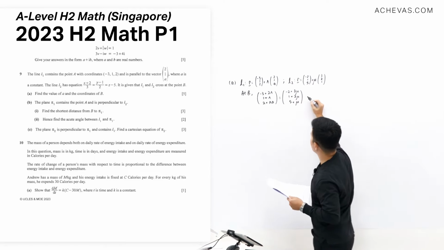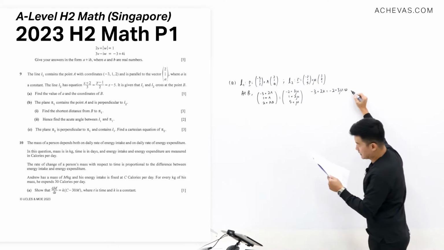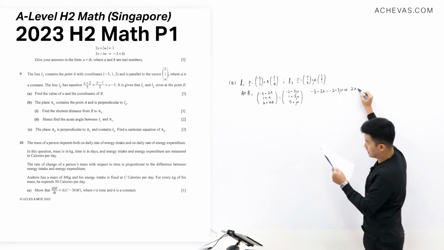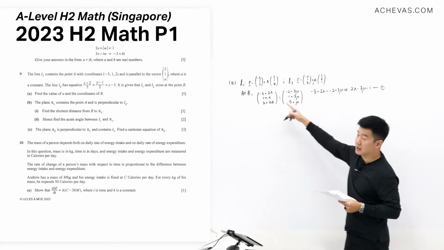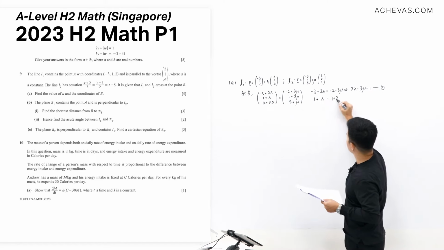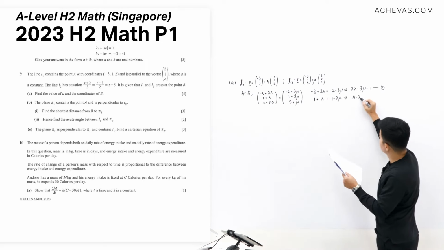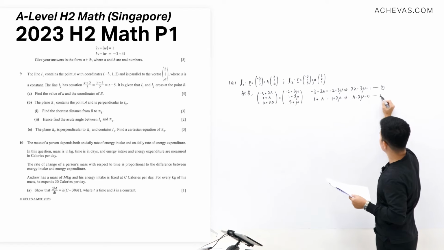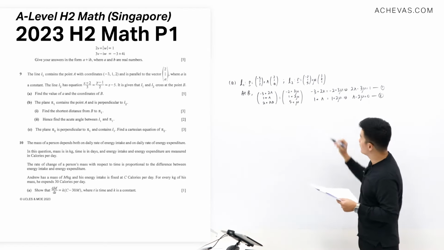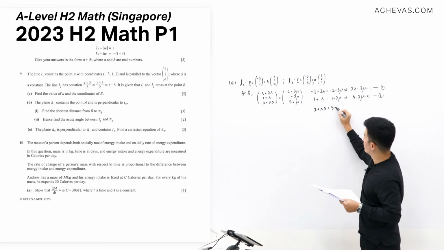From the first row, we will get minus 3 plus 2 lambda is minus 2 plus 3 mu. This gives us our first equation, 2 lambda minus 3 mu is equal to 1. From the second row, we will have 1 plus lambda is 1 plus 2 mu. This gives us our second equation, lambda minus 2 mu is equal to 0. This is equation number 2. And from the third row, we will have 2 plus lambda A is equal to 5 plus mu.